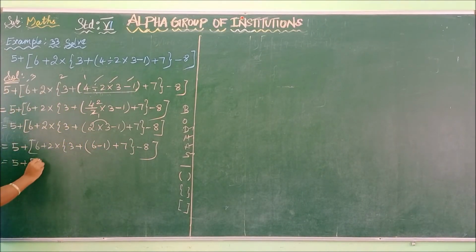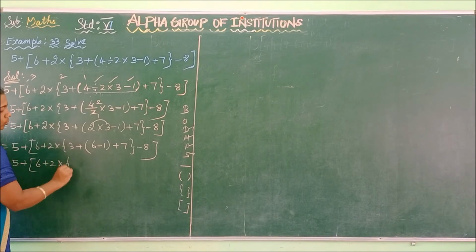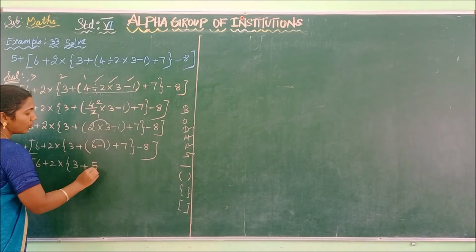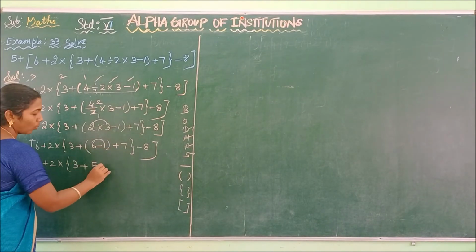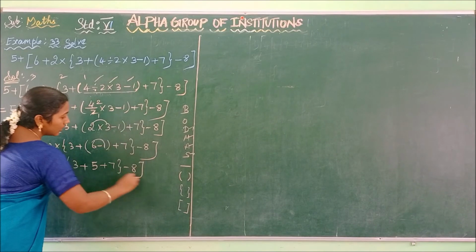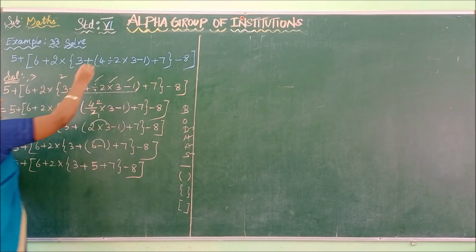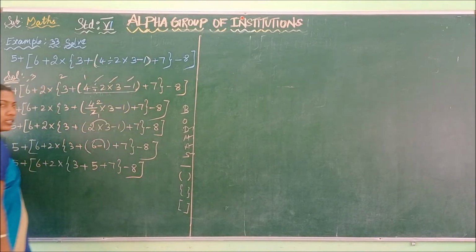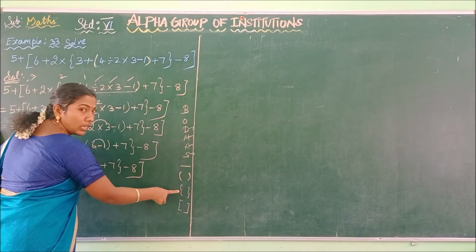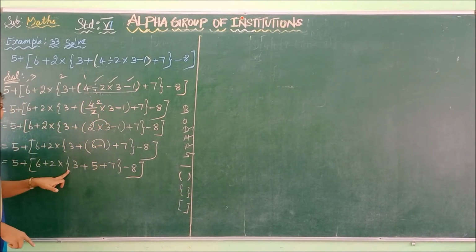Okay. So 5 plus 6 plus 2 into 3 plus 6 minus 1. What is your answer? 5. Write the 5 as it is. Don't use the bracket now. 3 plus 5 plus 7 minus 8. See here children, thus we have evaluated this simple bracket. Okay, next you have to evaluate. After the simple bracket we have the curly bracket. So you have to evaluate the curly bracket next.